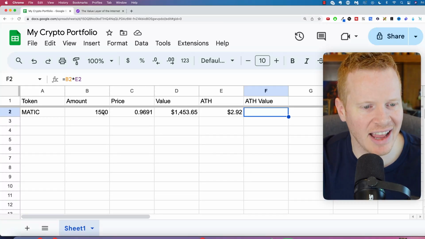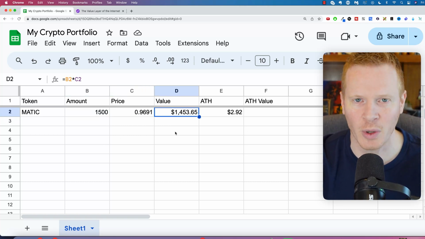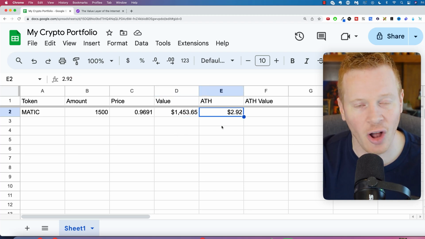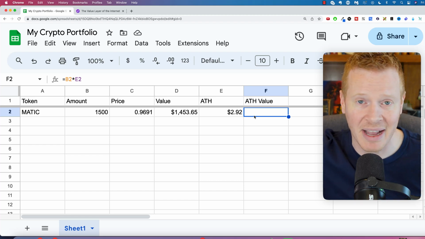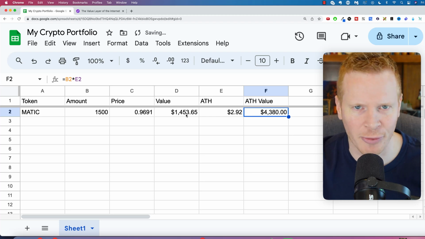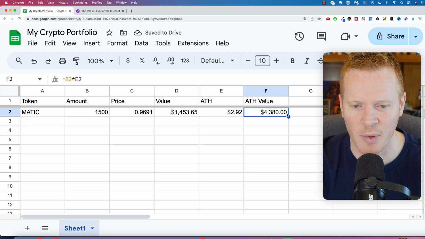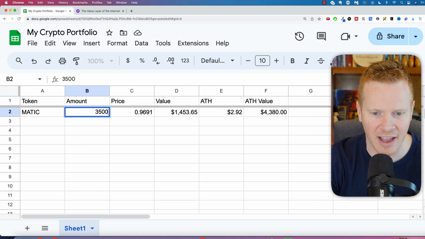So I don't hold a ton. I'm DCAing in. I have 1,500 right now. The price is 96 cents, which means I have about 1,400 bucks there. Now, if we get back to all-time highs, $2.92, which again, we could hit all-time highs. We could blow all-time highs out of the water. Who knows? But if we're able to get back to all-time high, it'll be about a 3.5x for my Polygon. It'll be worth 4,300. Again, I am looking to increase this holding, probably to like 3,500 or so, maybe more. I'm just going to keep DCAing.